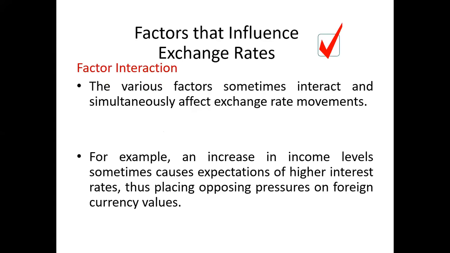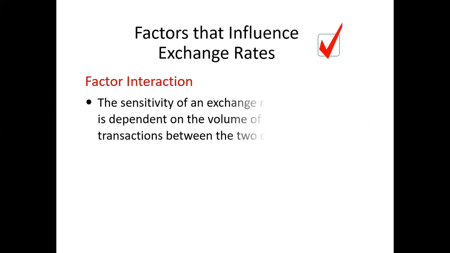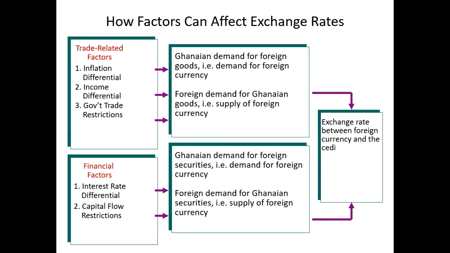Then finally, all the factors we've talked about can interact at the same time to cause pressures on the foreign exchange, right? So all these factors can interact to increase the pressures on the exchange rate. So we have trade-related factors. Of course, inflation is a trade-related factor because it will affect imports. Income differential will also lead to an increase in imports. Government trade restrictions can also affect imports. So these factors, we call them trade factors.